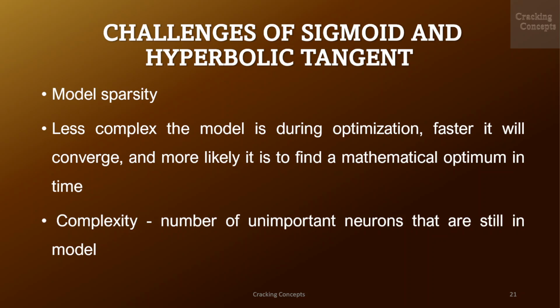Now we'll see some challenges of sigmoid and hyperbolic tangent function. The first is model sparsity. The less complex the model is during optimization, the faster it will converge and more likely it is that we'll find a mathematical optimum in time. Complexity can be viewed as the number of unimportant neurons that are still in the model.